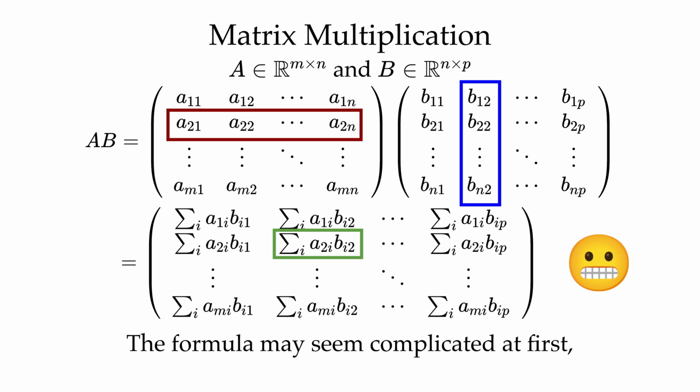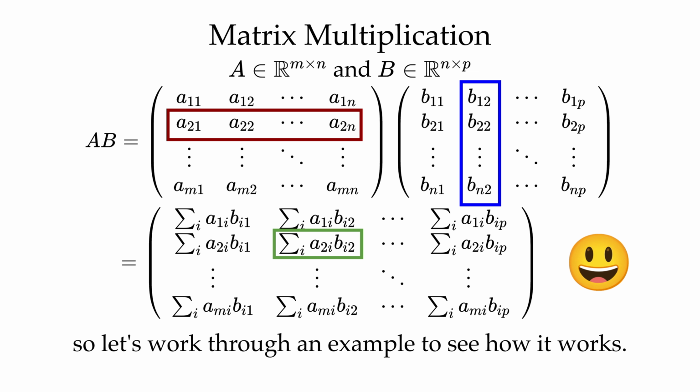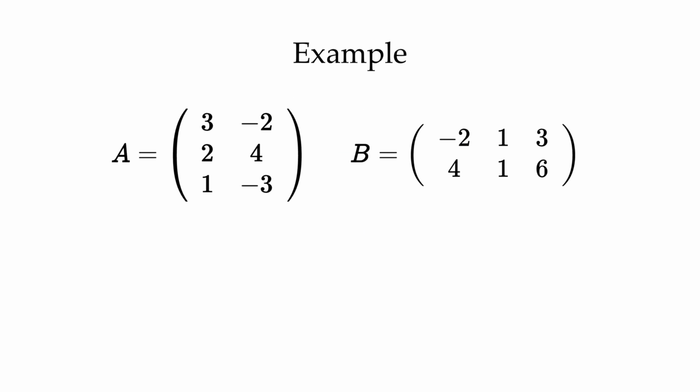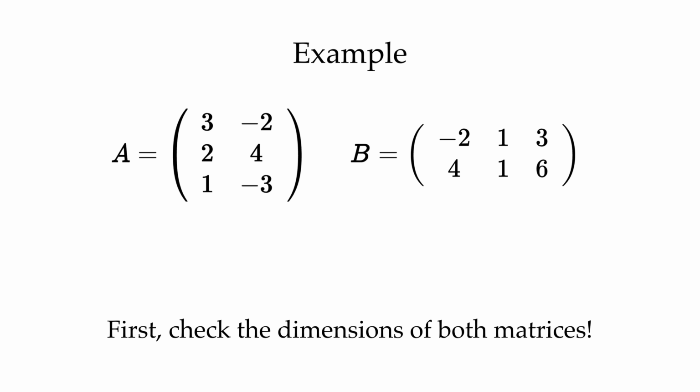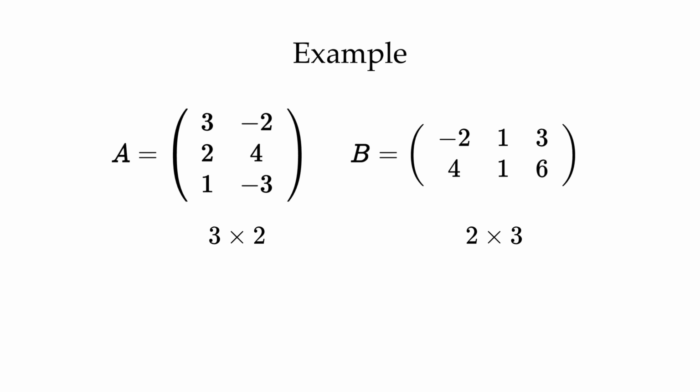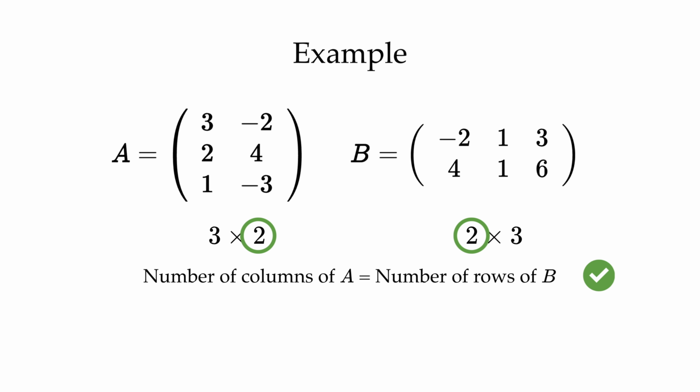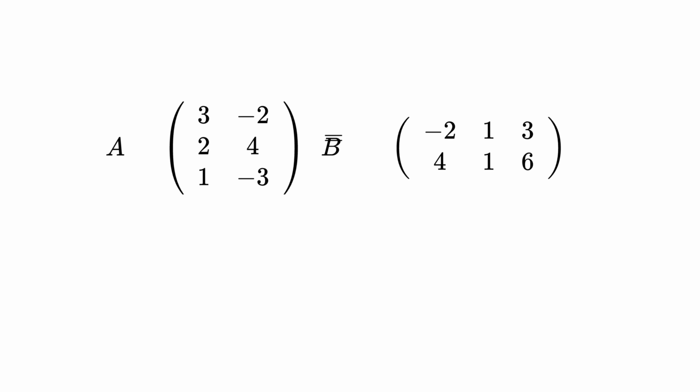Now, this formula may seem complicated at first, so let's work through an example to see how it works. Here I have an example of two matrices, and we're going to multiply them. The first thing that we have to do is to check the dimensions of both matrices. So in the case of the matrix A, we have a dimension of 3 times 2, and B has dimensions of 2 by 3. Since the number of columns of A is equal to the number of rows of B, we can perform the matrix multiplication of these two.